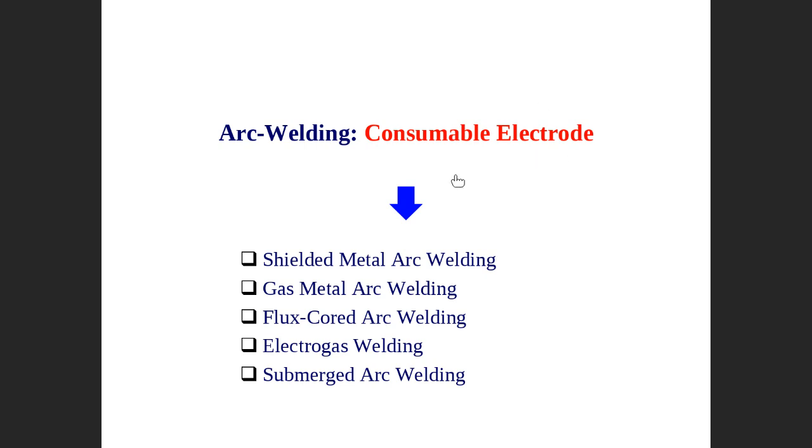Then we go to consumable electrode. All these five methods are consumable electrode methods that we're going to discuss. Later, we will talk about non-consumable electrode. So we'll start first with consumable electrode methods, and after that we will move to the non-consumable electrode method. We have five methods in consumable electrodes that we're going to discuss.